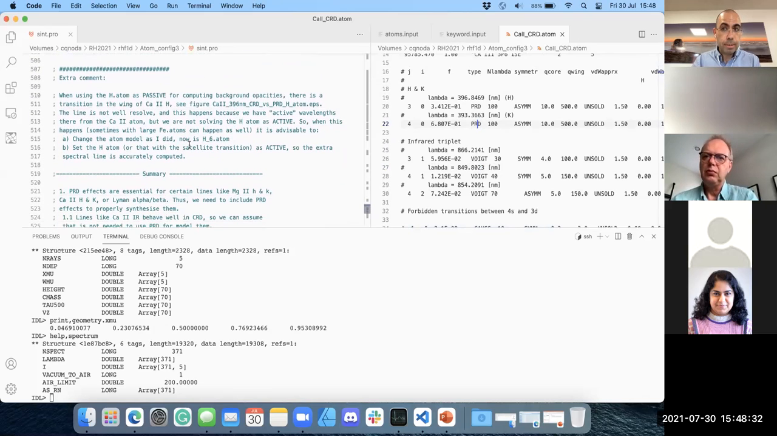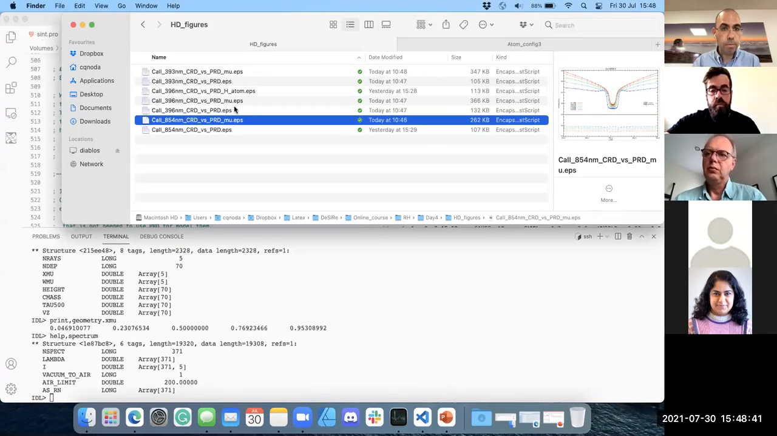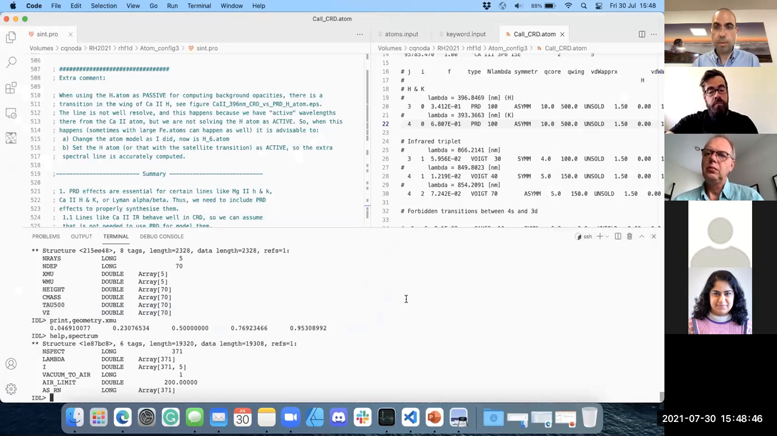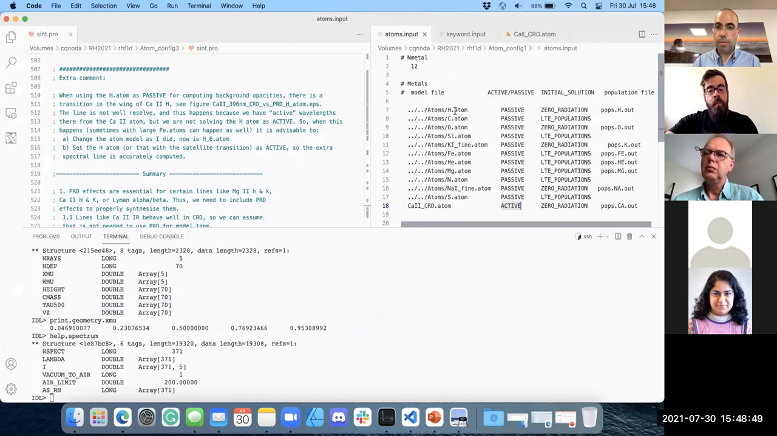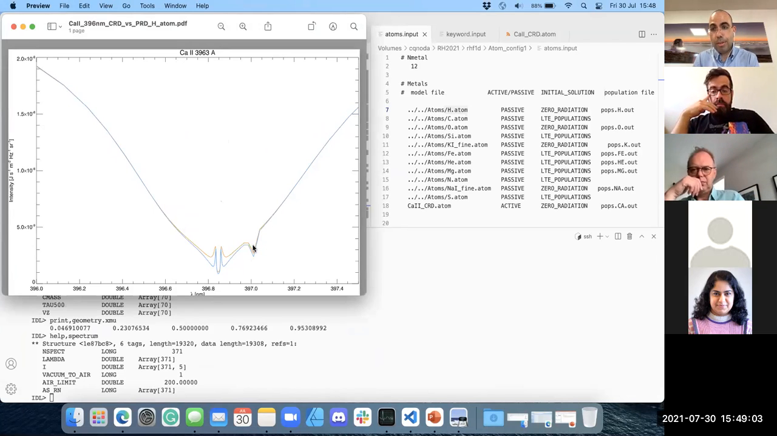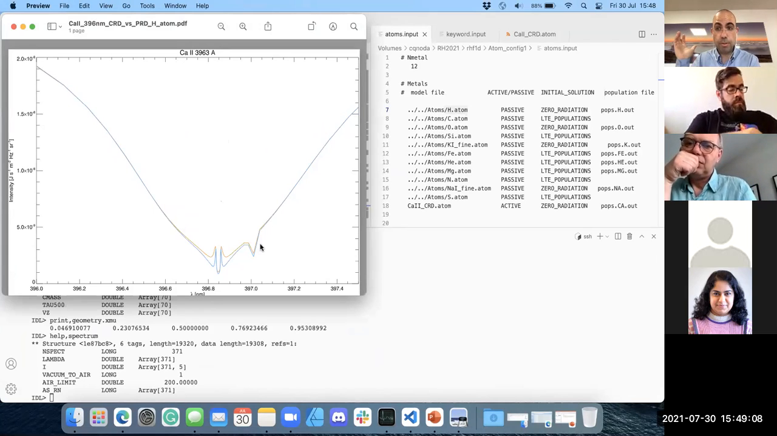Okay, there's an extra comment, because when you run this test, you may see that, let me go back. So in this case, when I ran the test, we had this configuration, okay? So we have this hydrogen atom. And when I solved the calcium K line, I saw this part and then this transition here. As I'm used to using RH, I knew that this is a satellite transition that comes from a given atom that is included in the atoms.input file.